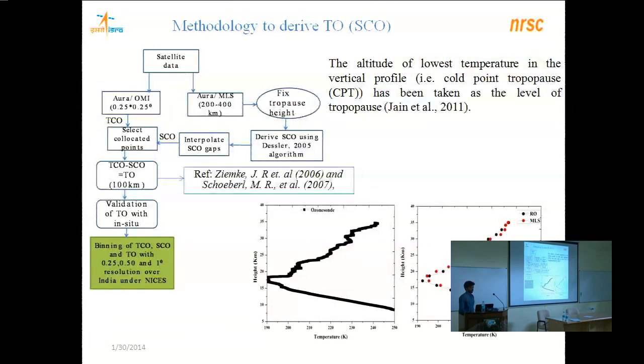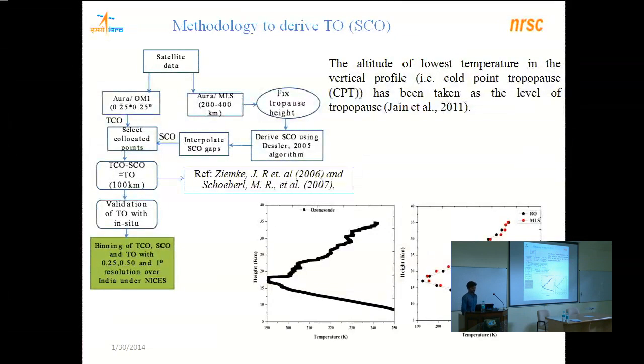NASA gives you the column amount, the entire columnar ozone, from the Ozone Monitoring Instrument with 25 kilometer resolution. One more satellite sensor is the Microwave Limb Sounder. It gives vertical profiles of the stratosphere up to about 50 kilometers, layer wise.